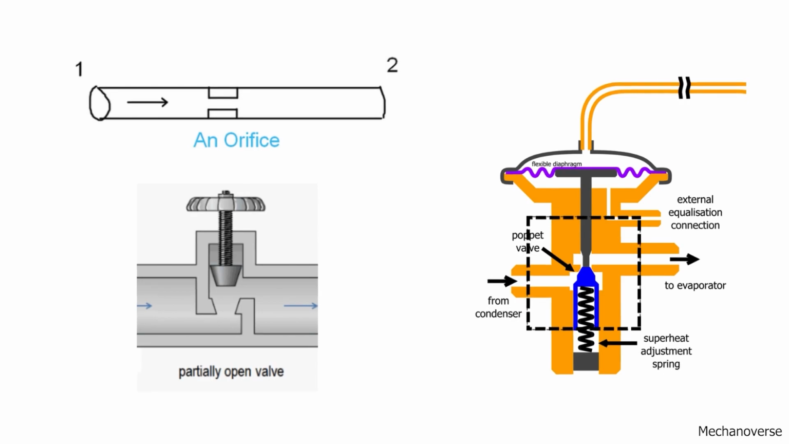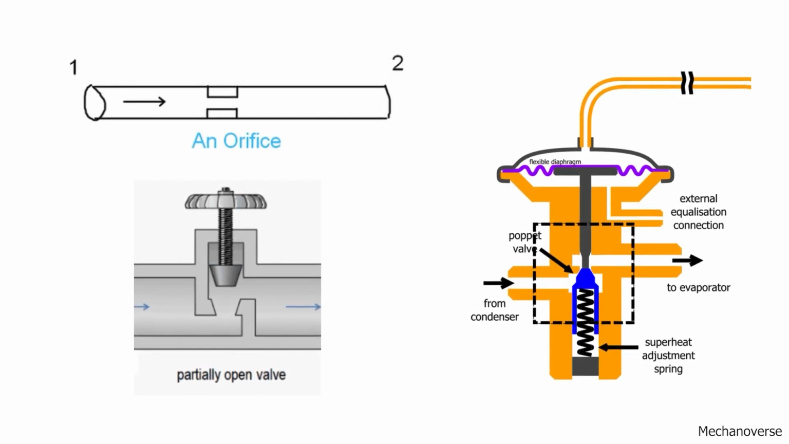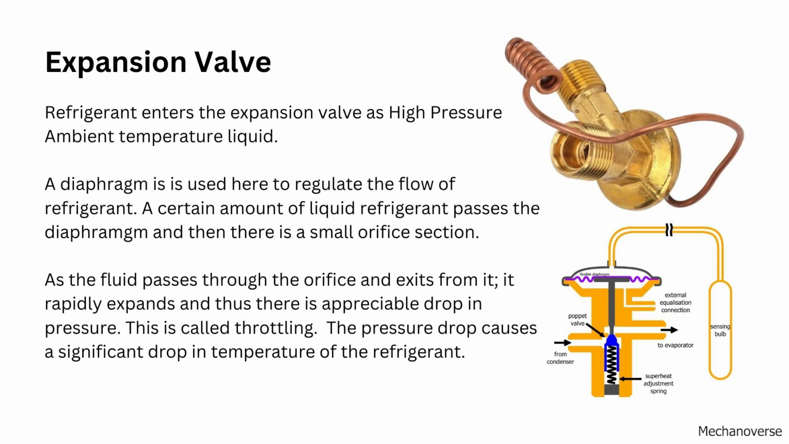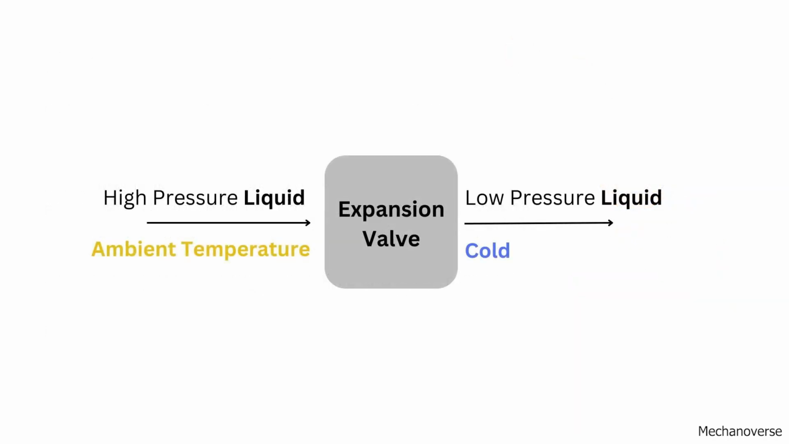As the fluid passes through the orifice and exits from it, it rapidly expands and thus there is appreciable drop in pressure. This is called throttling. The pressure drop causes a significant drop in temperature of the refrigerant, as the enthalpy remains constant. Thus, high-pressure liquid refrigerant turns into low-pressure cold liquid refrigerant.